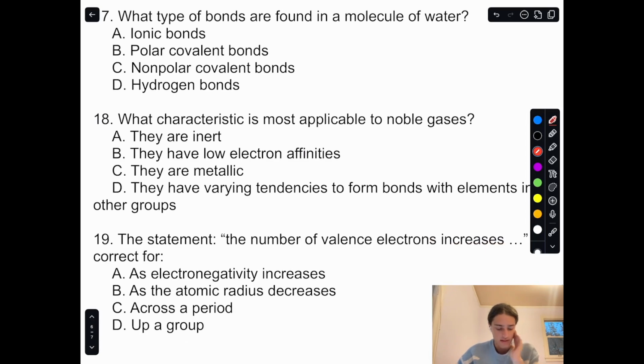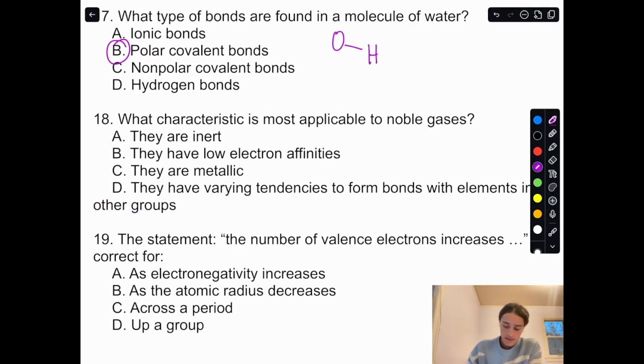17. What type of bonds are found in a molecule of water? This one is directly out of the last video, where we talked about how oxygen bonded to hydrogen has an electronegativity difference that is pretty big, but not huge. So it ends up being a polar covalent bond, and that's what makes water really special.